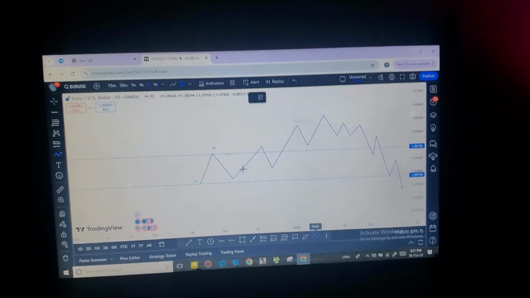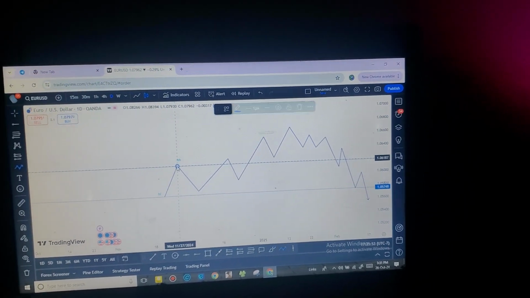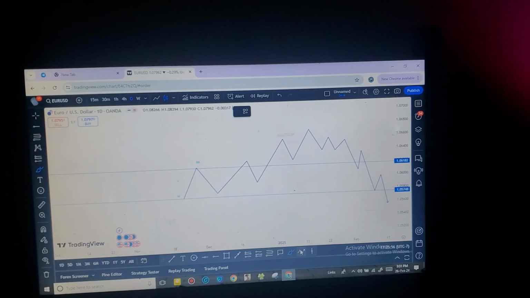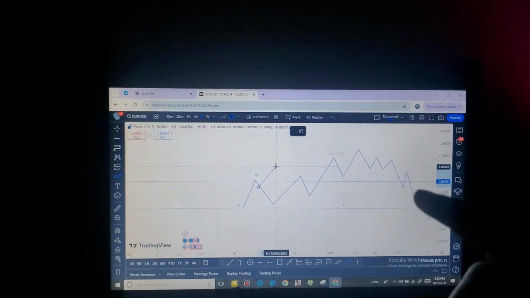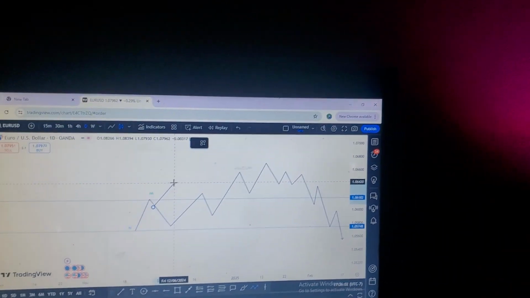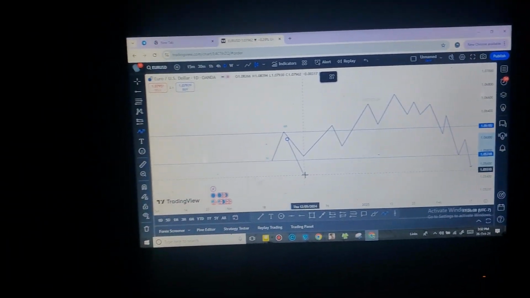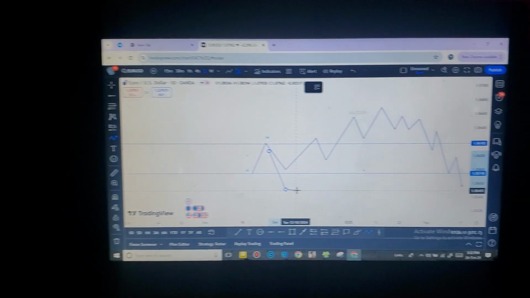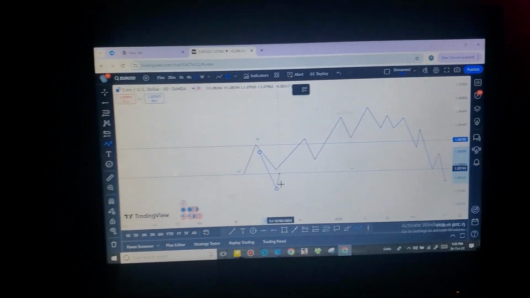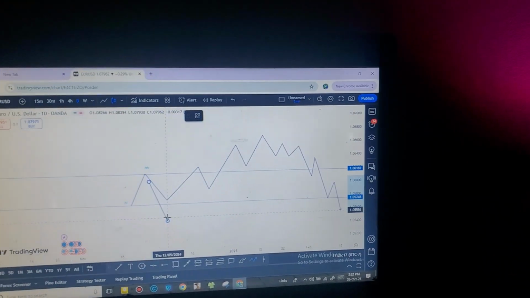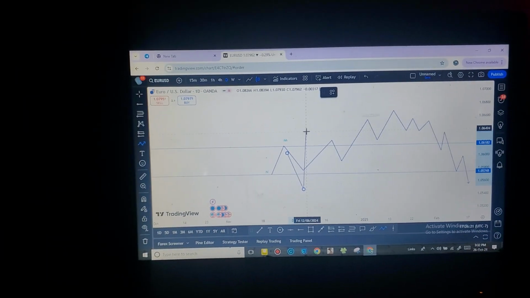The only way a trend can change from here is either we break up, we break this higher high to create a new higher high, which then makes this a new lower high, or we break down here to create a new lower high, which then will become a new lower low.